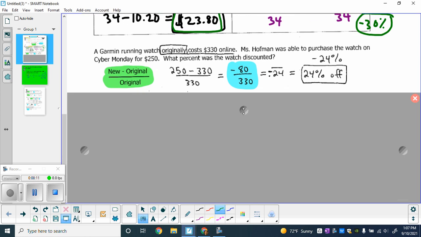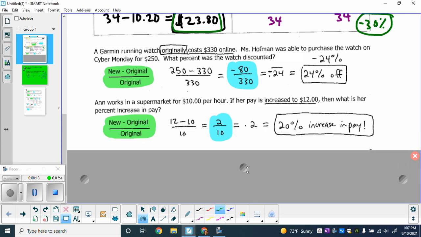Now, at any point, y'all, if you want to pause the video and try these problems on your own instead of looking at the answer, feel free. But I'm going to go here now with the next problem. Anne works in a supermarket for $10 per hour. And her pay was increased to $12 an hour. And I want to know, like, what percent was that raise that she got at work?